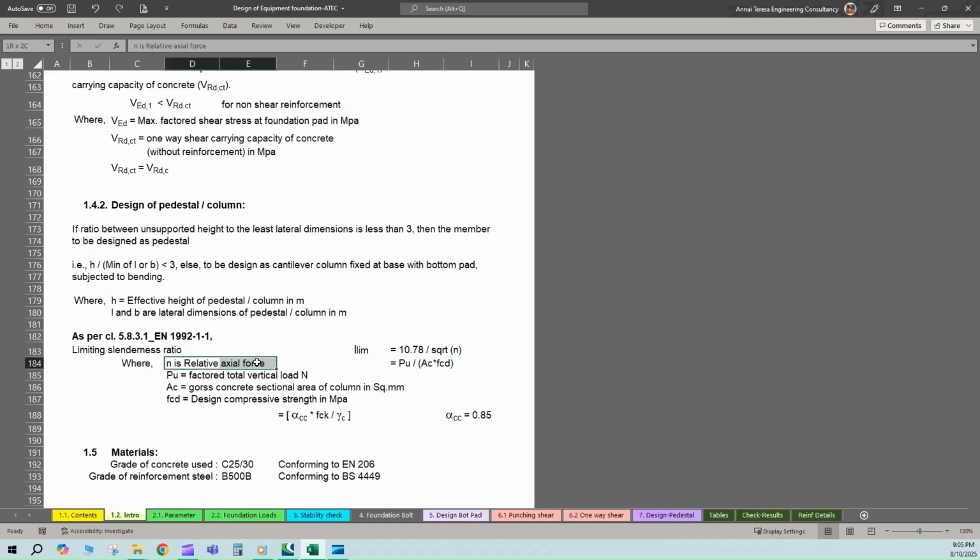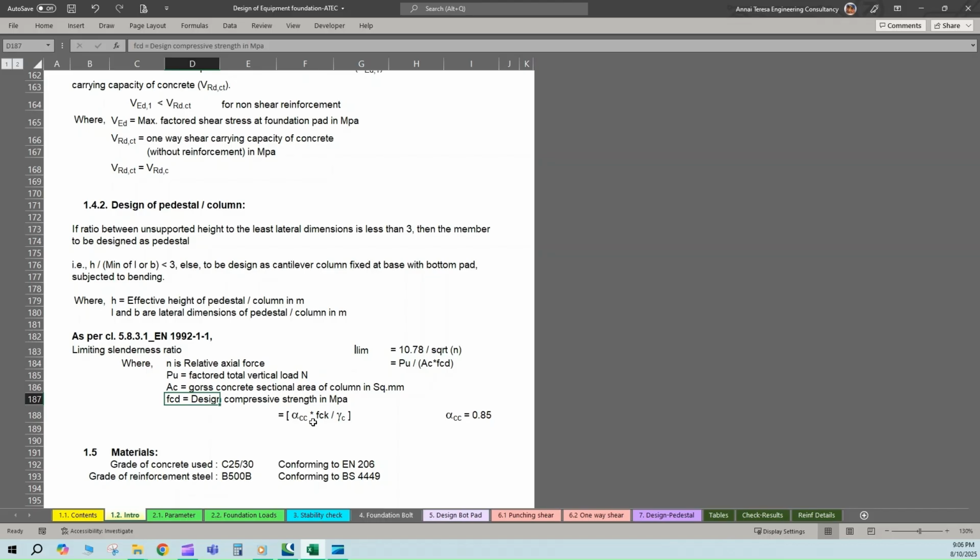The slenderness limitation is 20 times A B C divided by the square root of n. N is the relative axial force, which is equal to Pu divided by Ac fcd. So the Pu and Ac we need to apply based upon the actual dimension of the concrete pedestal, the cross-sectional area and the load which is to be applied on the pedestal.